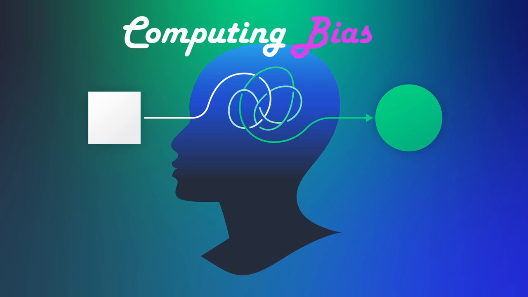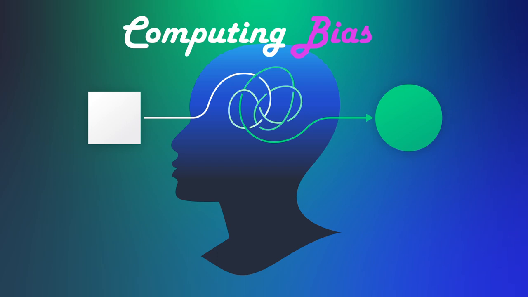All right, let's talk about bias, okay? Because now this is a different topic. Computing bias is how computers can be... It's almost like, how can a computer have an opinion on something? A bias is a tendency to be one-sided on a certain particular topic.